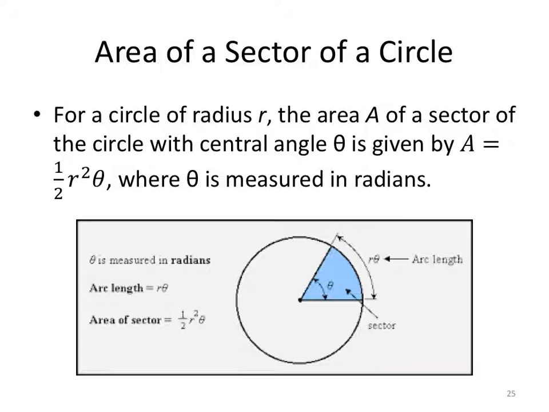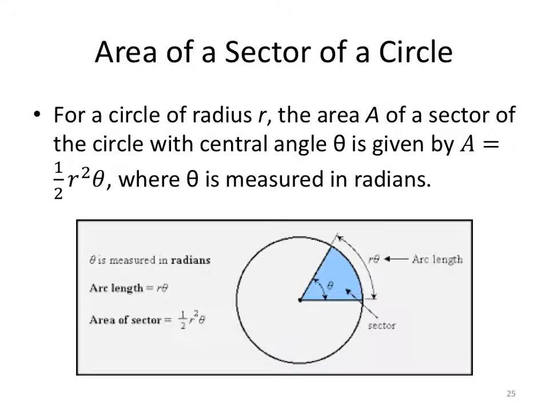And finally, the area of a sector. Think of a sprinkler. It's watering a yard. Yes, sound effects. Added bonus to my lectures. For a circle of radius r, the area of a sector of a circle with central angle theta is given by A equals 1/2 r squared theta, where theta is measured in radians.